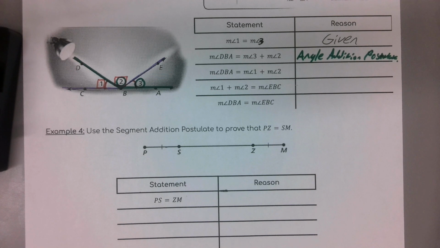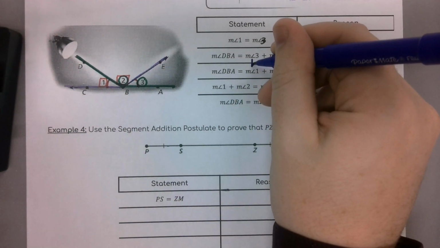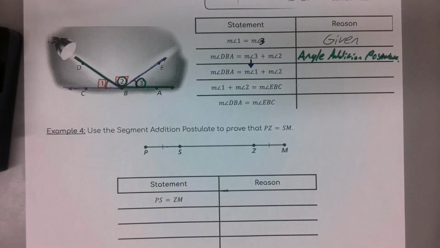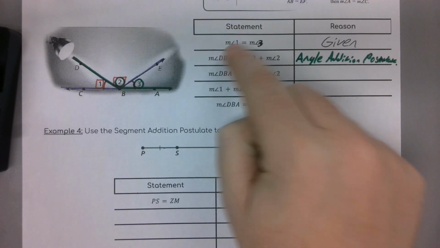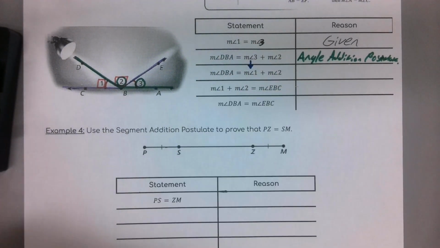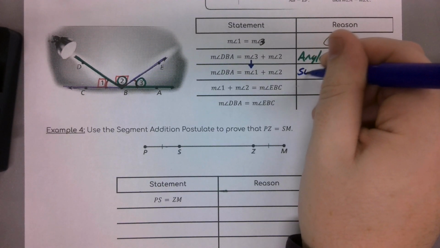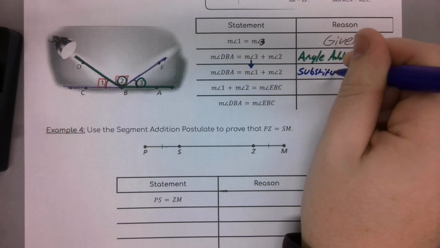Well, it's because we're using a different property here. Specifically, it's one of our properties of equality. What property of equality would let us change the measure of angle 3 into the measure of angle 1? Because that's really the only change. If we take a look at our first statement, it becomes clear. The measure of angle 3 is the measure of angle 1. They're equal to each other. So, we can substitute one in place of the other.